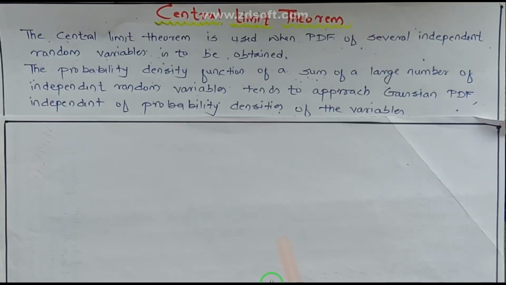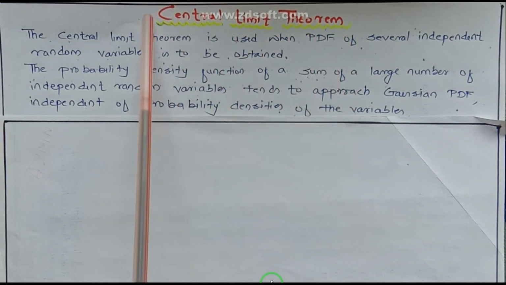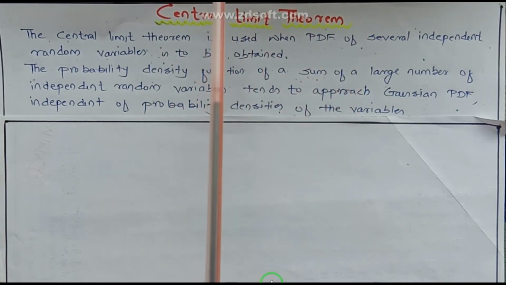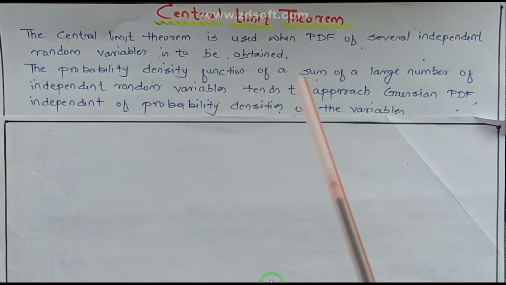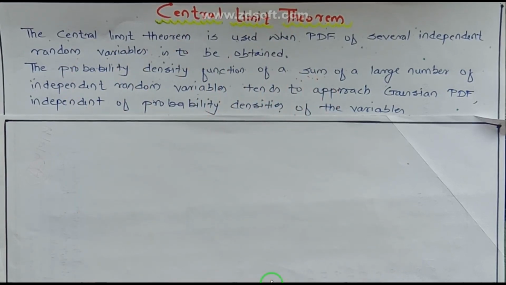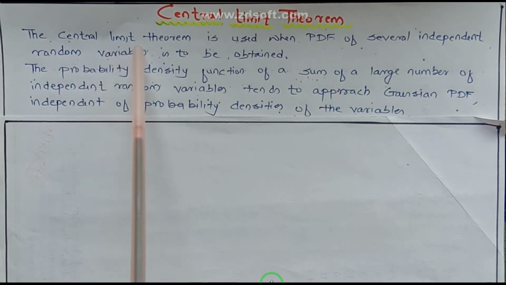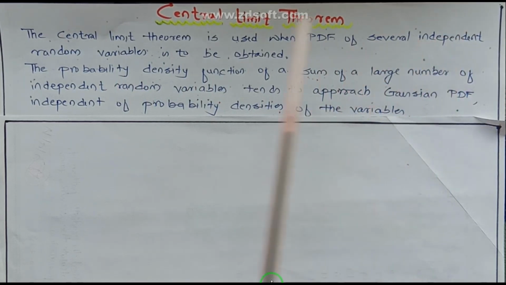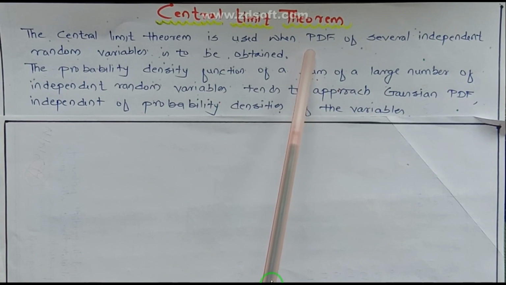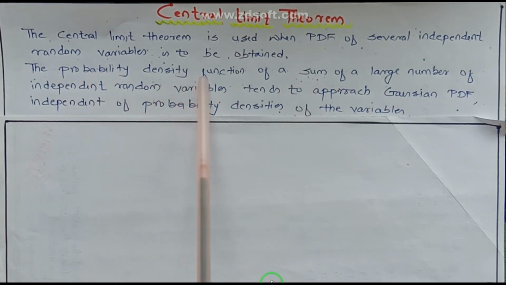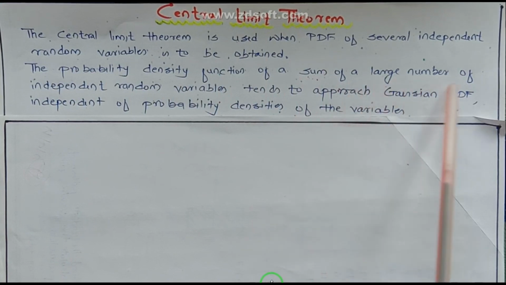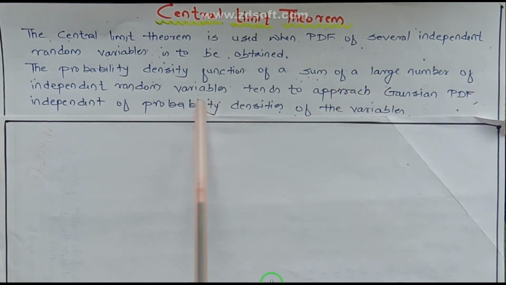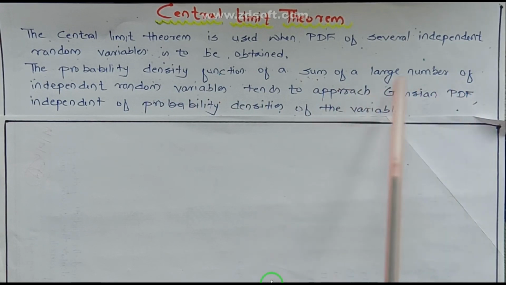Here is a theorem called the central limit theorem. Basically, it is related to the Gaussian process. Now we will see how. The central limit theorem is used when the PDF of several independent random variables is to be operated on. The probability density function of a sum of a large number of independent random variables tends to approach a Gaussian PDF, as we have just studied, and that is independent of the probability densities of the variables.